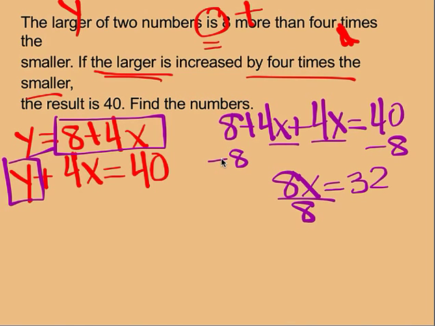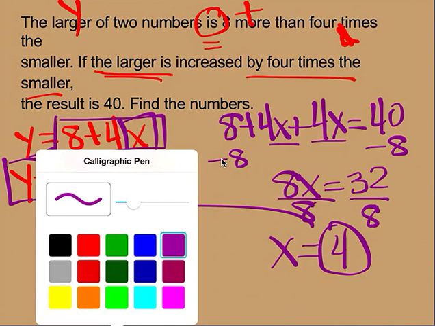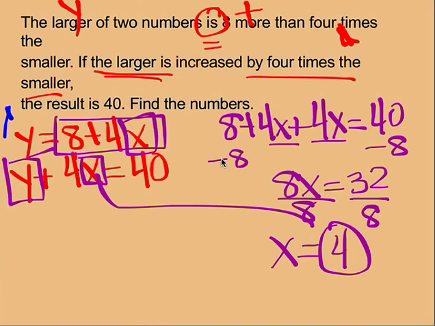So I'm going to divide both sides by 8, and then I end up getting that x is equal to 4. So 4 is going to represent my smaller number. So what I'm going to do is take that 4 and plug it in for x here or here. Now to me it's smarter to plug it into the top one because it's already solved for y. So I have y is equal to 8 plus 4 times 4.